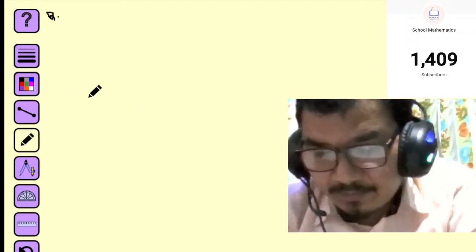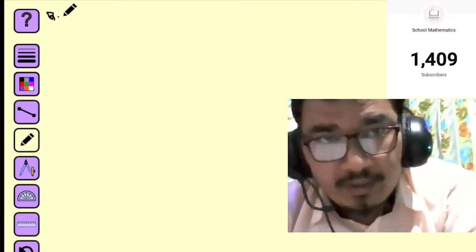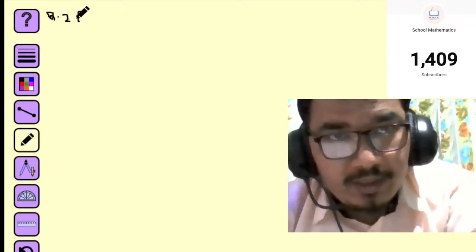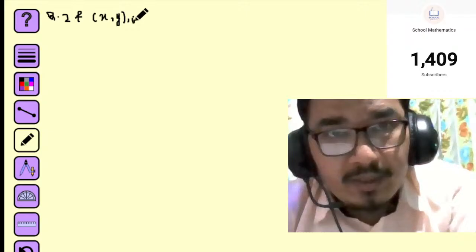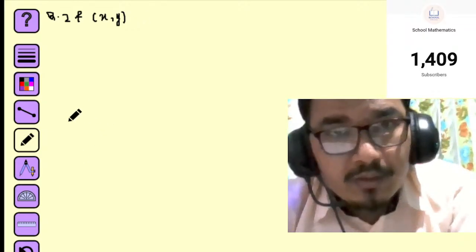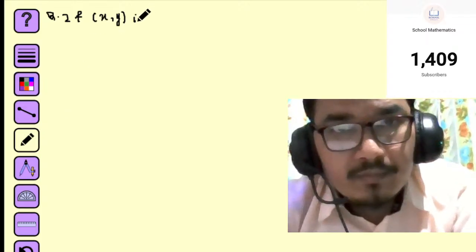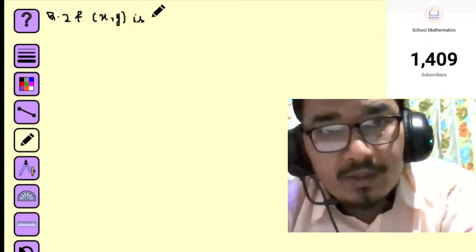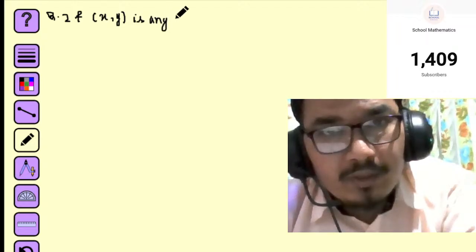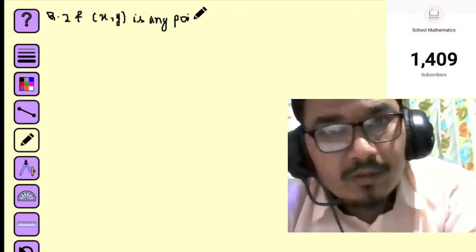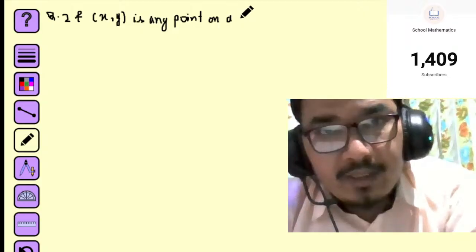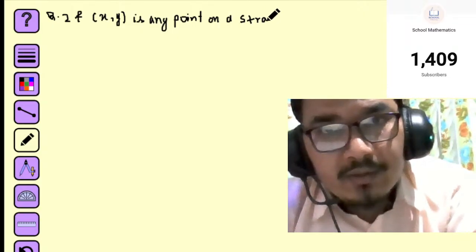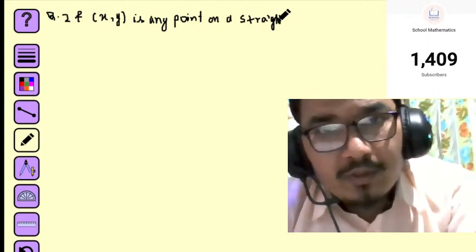According to this question, what is asked to prove? Look here, the similar one is given. The question is asking that if xy is any point on a straight line.